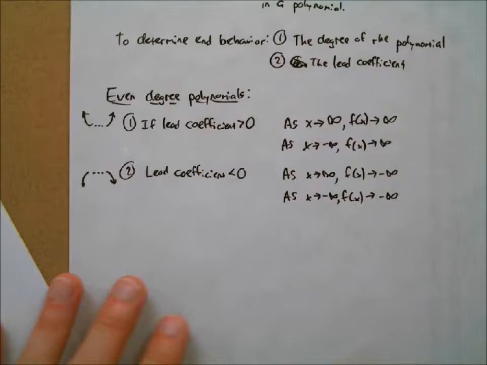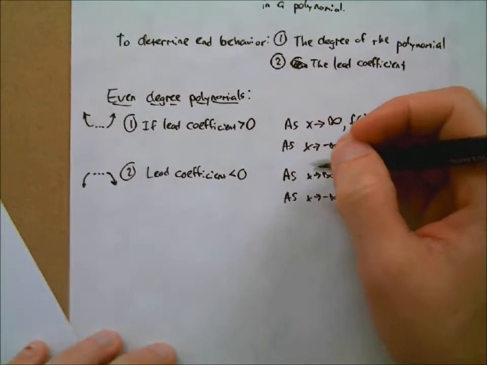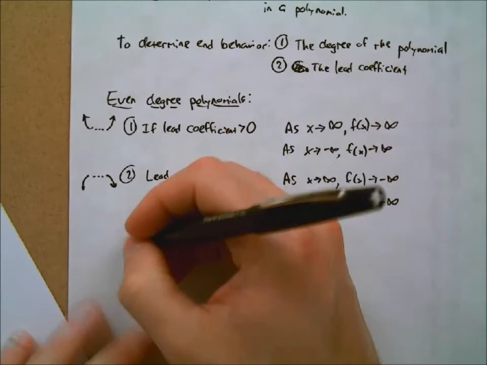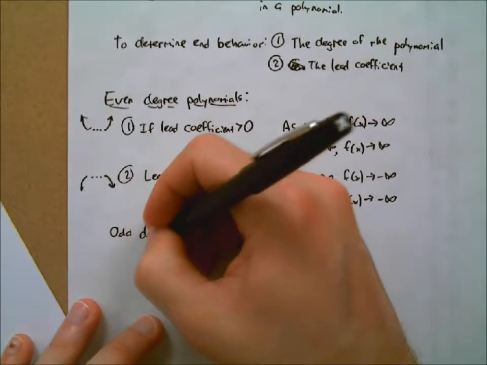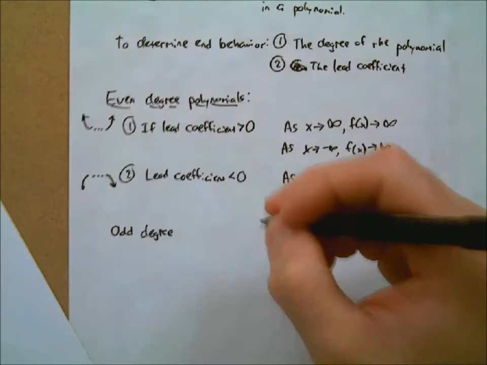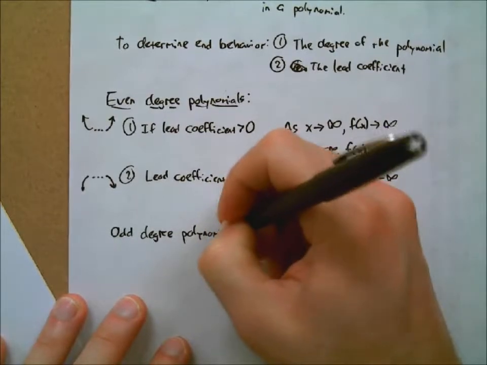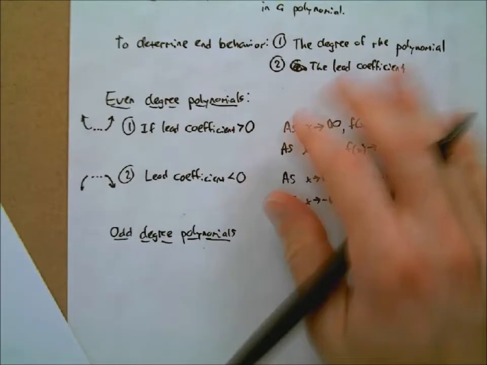Okay, so that's your two situations with even degrees. If you have a lead coefficient positive, it's this. Lead coefficient negative, it's that. This is not something that you necessarily have to memorize. You can figure it out if you get the idea down about what's happening here. Even degree polynomials, the end behavior is the same. Either both go up or both go down.